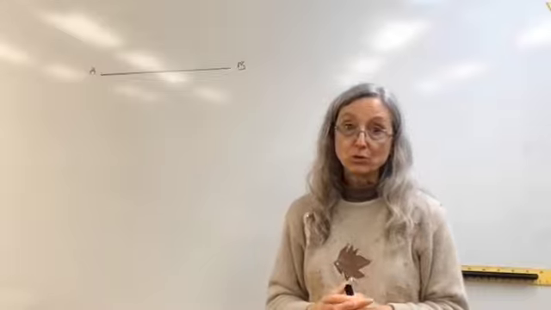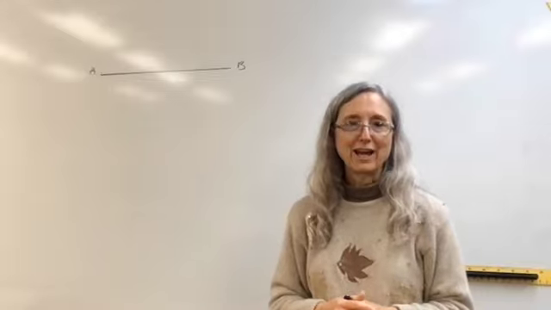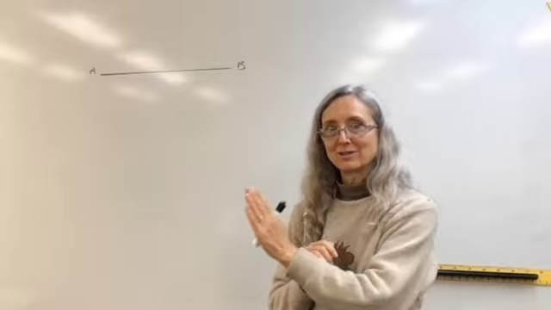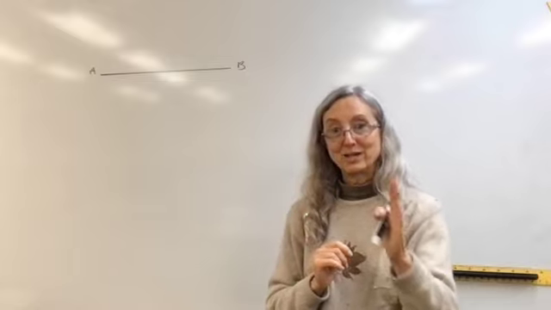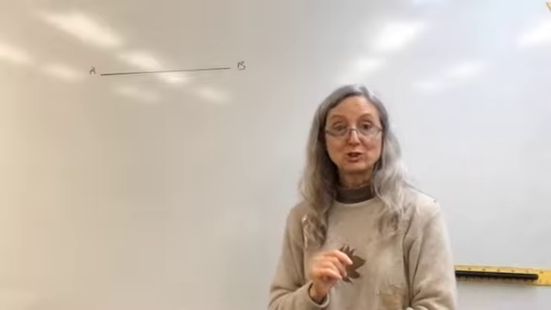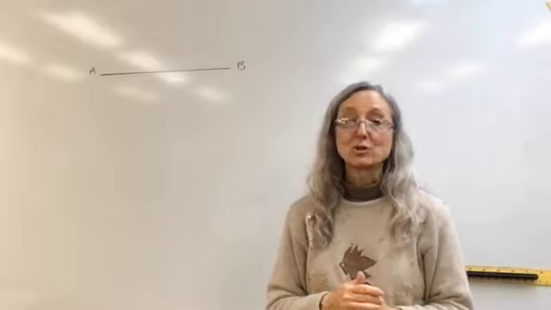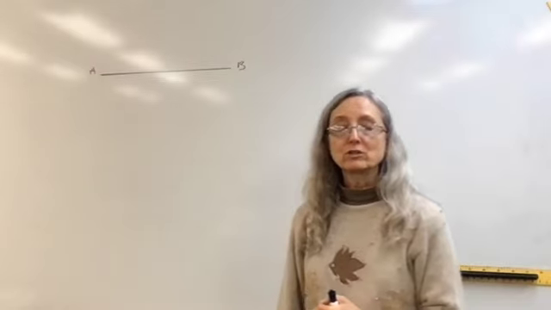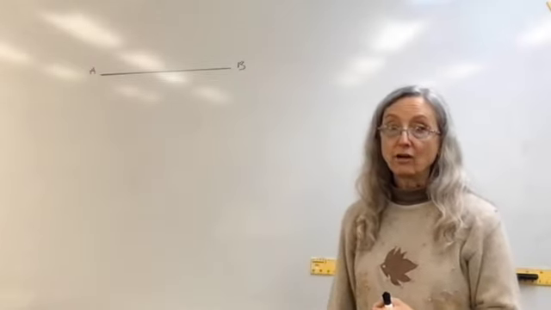So I'm going to show you how you can do that, and it's based on what we learned earlier about those parallel lines being cut by a transversal. It's based on that. So step 1, I've got my segment AB. I am going to make an acute angle off of A.